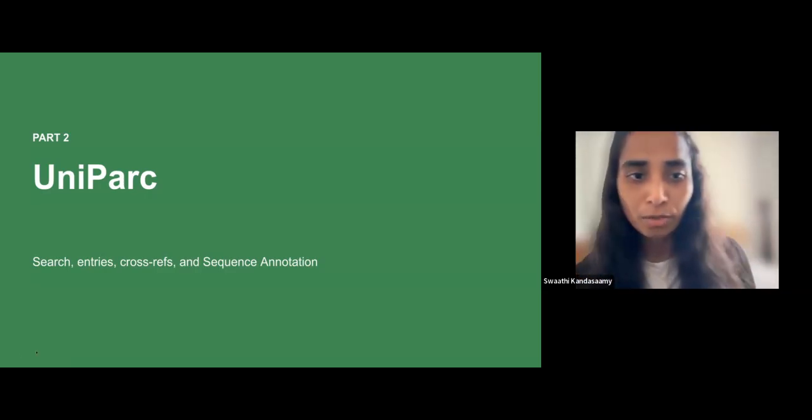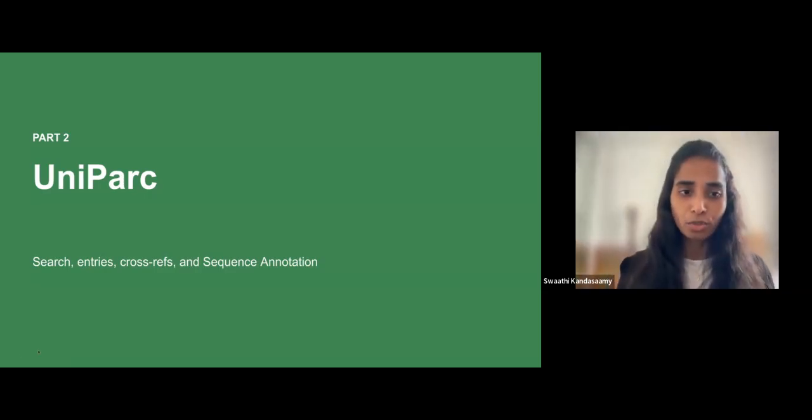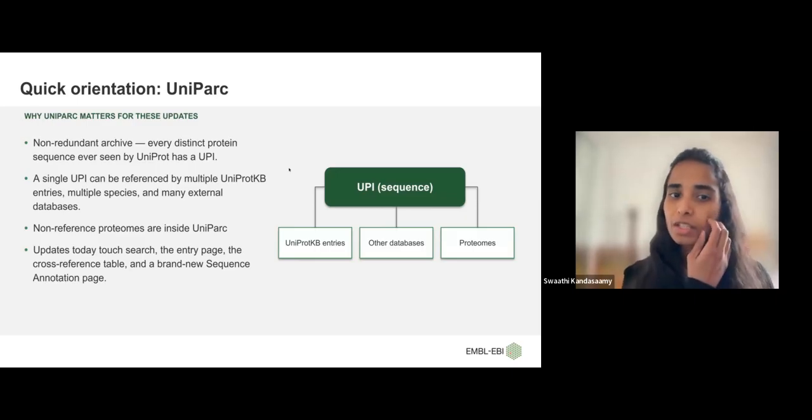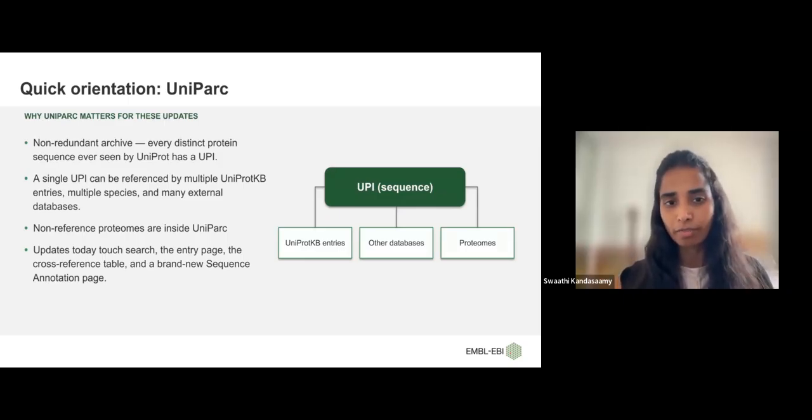Hello, we'll now switch to UniParc. As Minjoon explained already, UniParc is a non-redundant database of protein sequences. Each protein sequence is taken from a public sequence database and it is assigned a UPI. It is a stable identifier. It is never changed or reassigned to a different sequence, so all of them are unique, and once it's there, they are preserved forever.